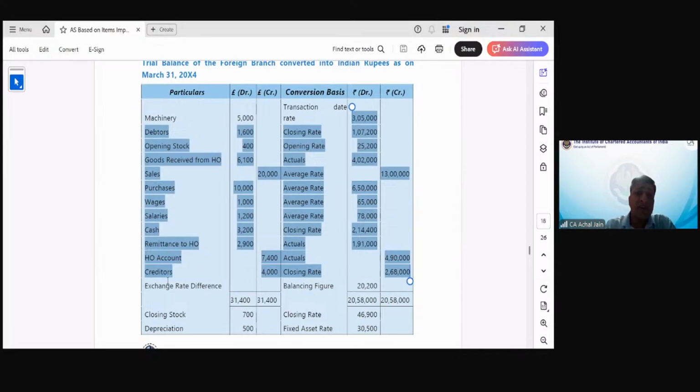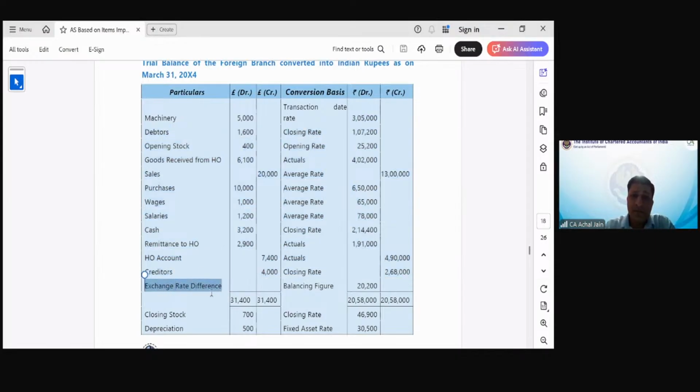So what do you call this difference? FCTR. Okay, so this difference, or the balancing figure, you will take to FCTR. So that's one.